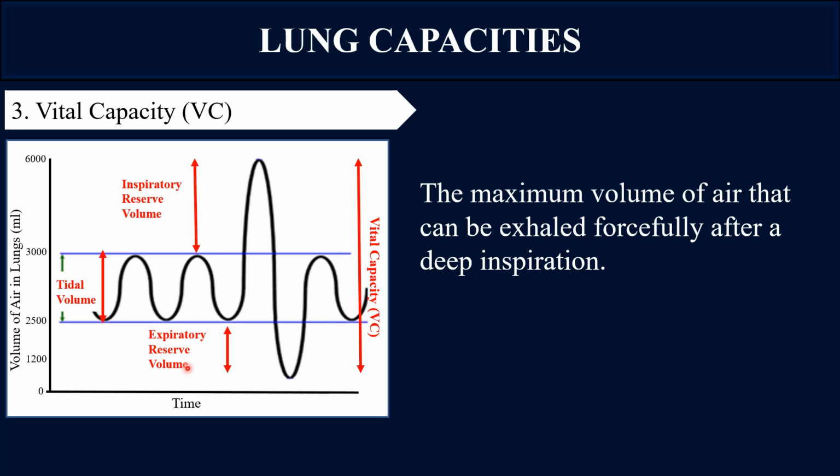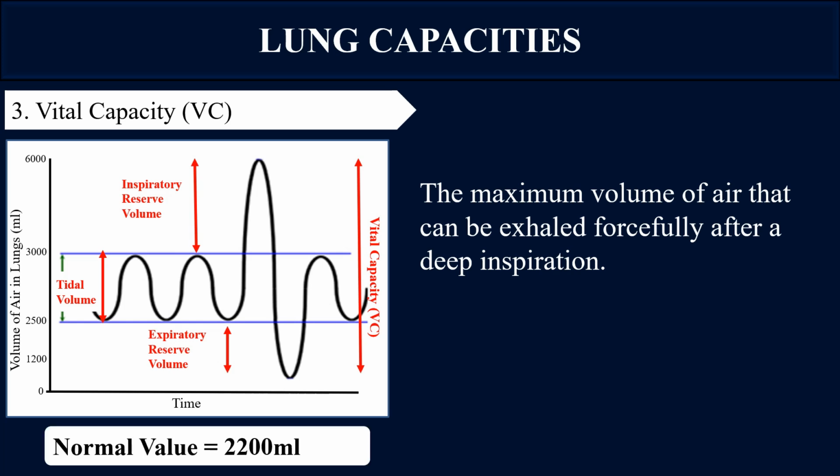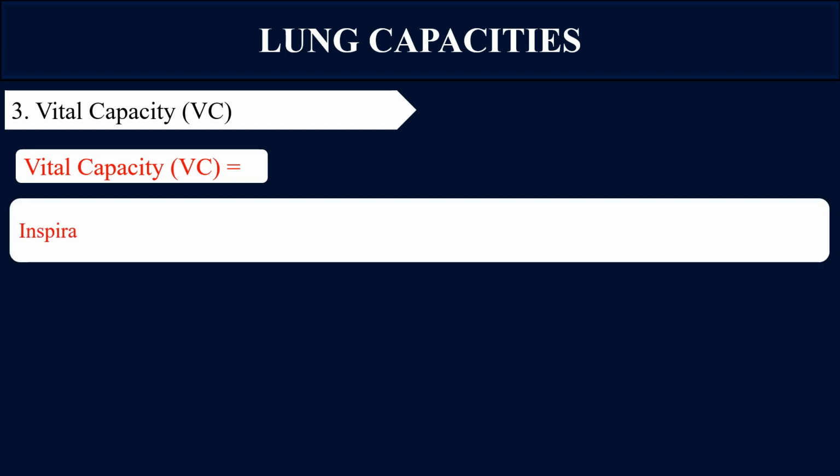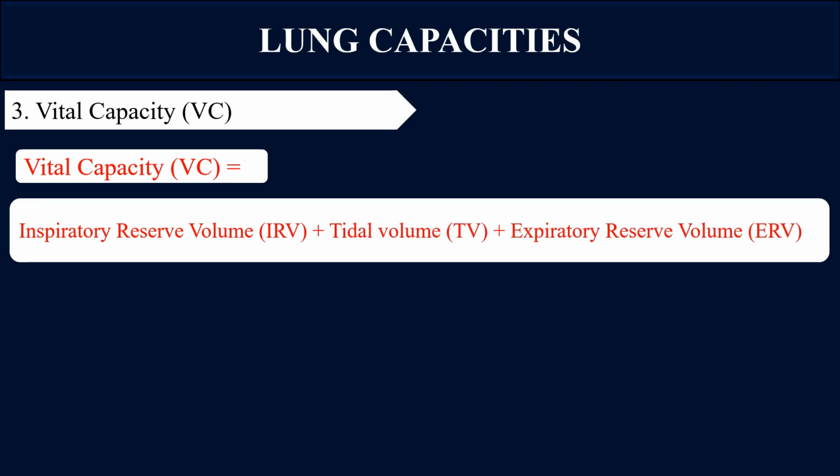So vital capacity is the combination of three volumes: tidal volume, inspiratory reserve volume, and expiratory reserve volume, from the deep inspiration to the forceful exhalation. Let's calculate the measurement for vital capacity by putting in the values of these lung volumes. Vital capacity is equal to inspiratory reserve volume at the maximum inhalation, plus tidal volume, plus expiratory reserve volume.